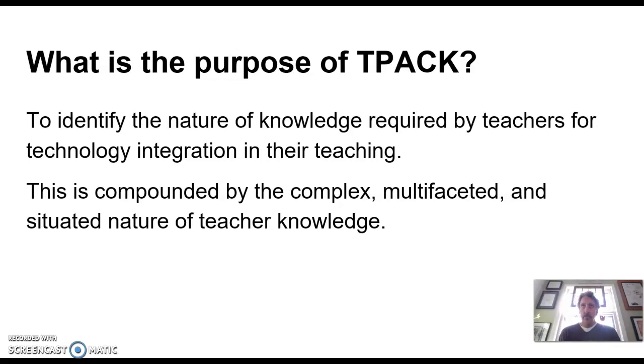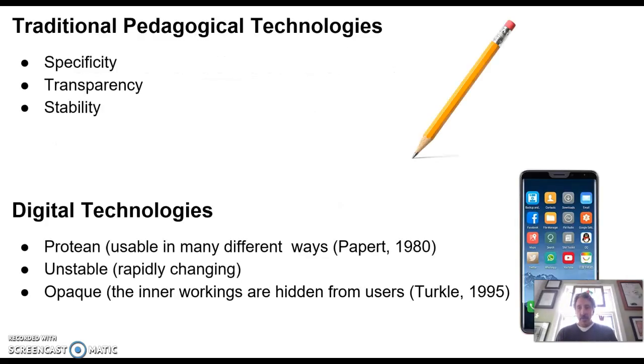And Mishra and Koehler, and the articles that they originally wrote were in the 2000s. They really perceived this at that time as being a rather difficult task. And the reason that they say that is because the technologies that have been used in the classroom traditionally, whether it's a pencil or an overhead projector, had a degree of specificity. There was one thing that you used those for, a pencil you used to write with. They were transparent. We all know how a pencil works.